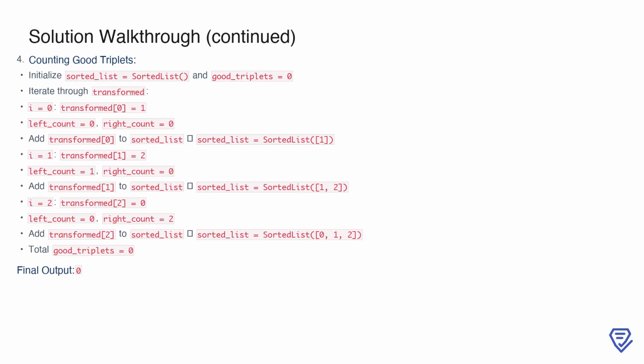For the third element, 0, there are no elements smaller than it to the left, so left_count is 0. There are 2 elements greater than it to the right, so right_count is 2. Adding 0 to the sorted list updates it to 0, 1, 2. After iterating through all elements, no good triplets are found, so the total remains 0. The final output for this example is 0.